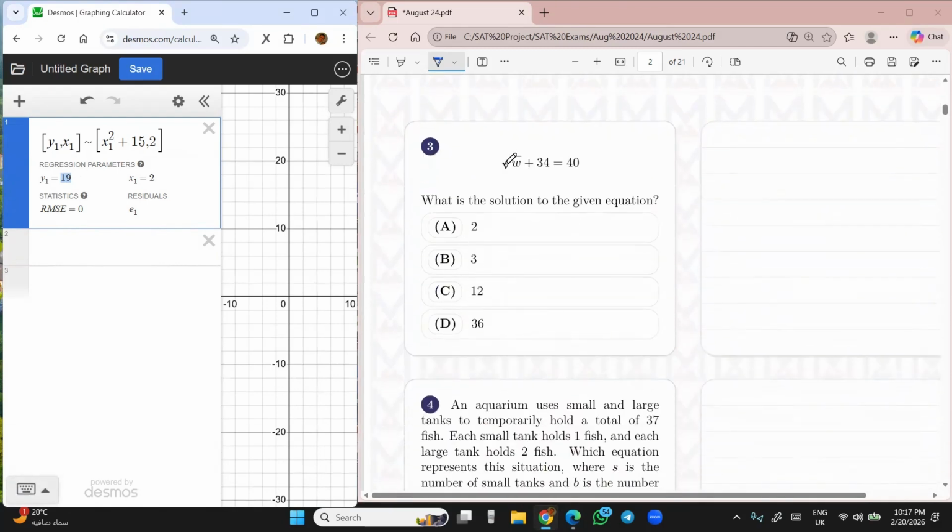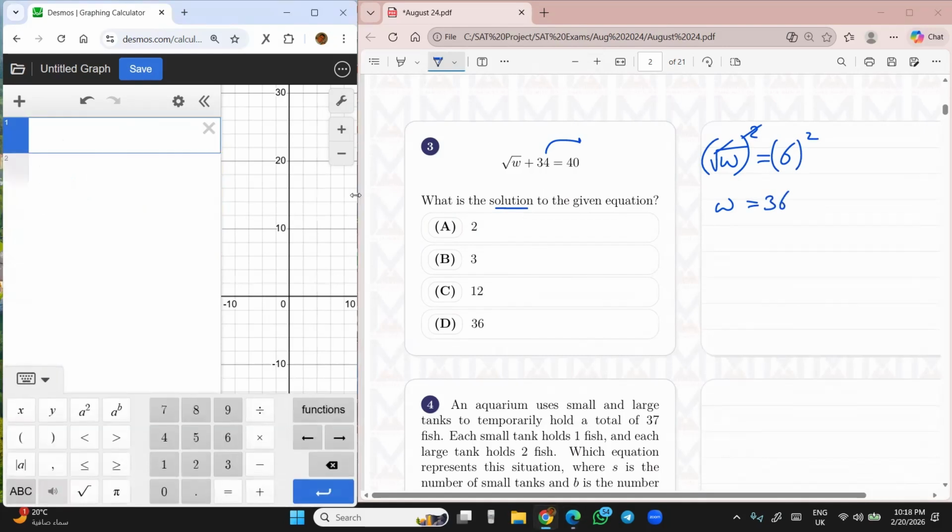Question number 3. The square root of w plus 34 is equal to 40, and we need to get the solution. And the solution means the value of w. We can simply move the 34 to the other side to have square root of w is equal to 40 minus 34, which is equal to 6. And then if we want to get rid of this square root sign, we square both of the two sides, because now we have w is equal to 6 squared, which is equal to 36.